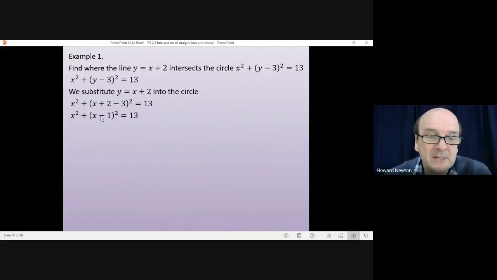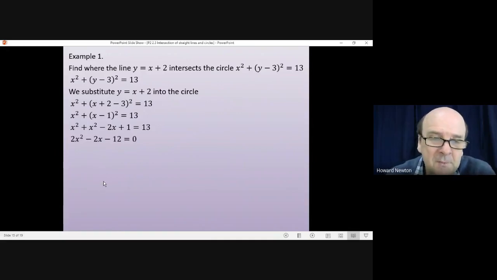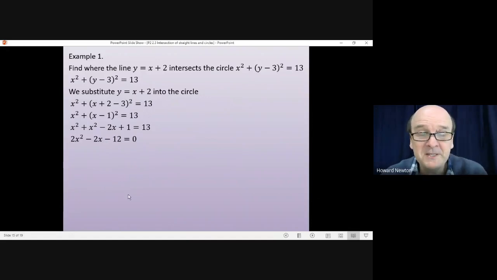Well, first of all, that bracket does simplify to (x minus 1) squared, but then I'll square them. That gives me x squared plus x squared minus 2x plus 1 is 13. Tidying all of that up gives me the quadratic 2x squared minus 2x minus 12 equals 0. Now to find the intersection points of the line and circle, I need to solve this quadratic.